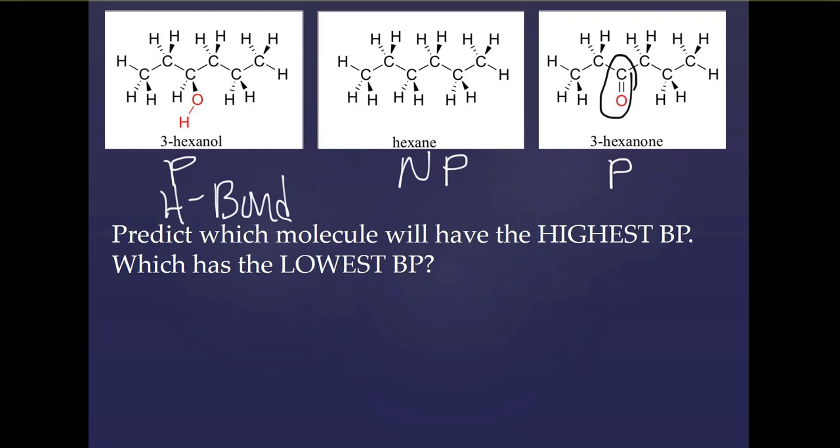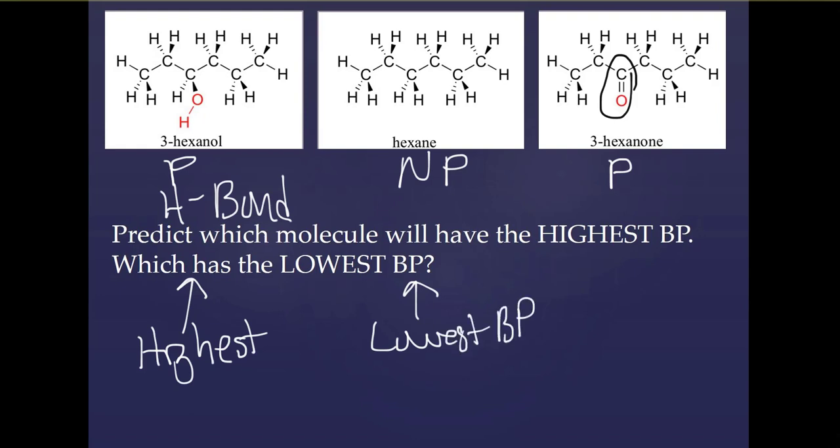So which one's going to have the highest boiling point? That would be this one. So this one would be the highest. And which one's going to have the lowest? That would be the middle one. And the last one there, the 3-hexanone, that would be somewhere in between.